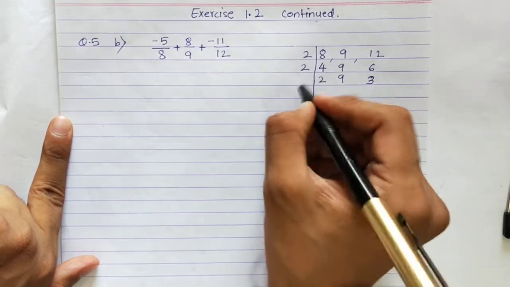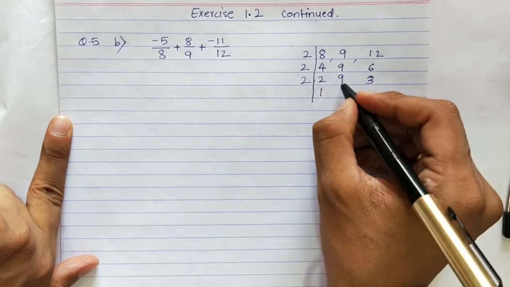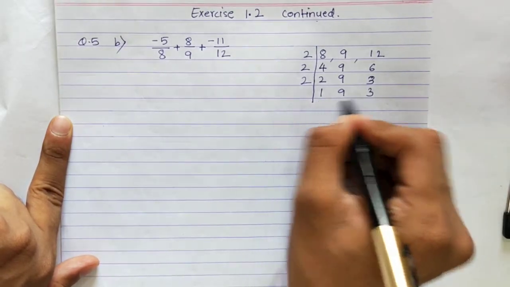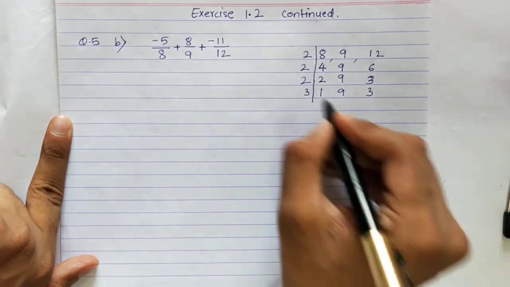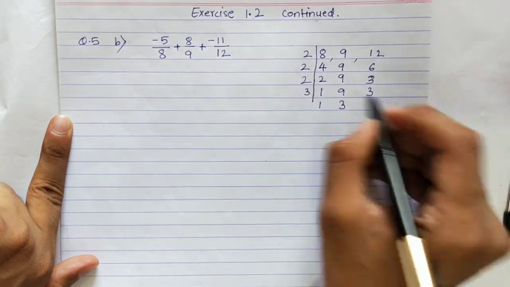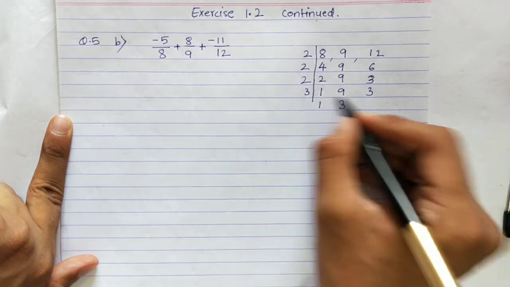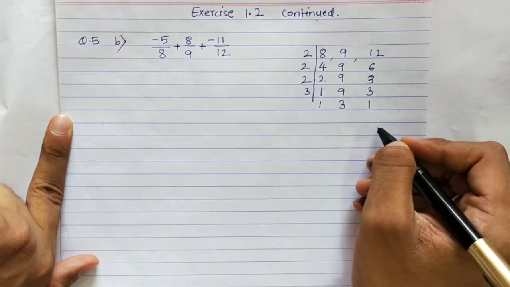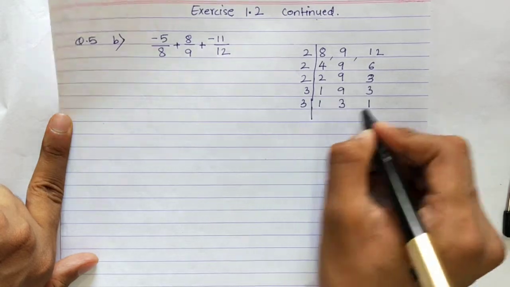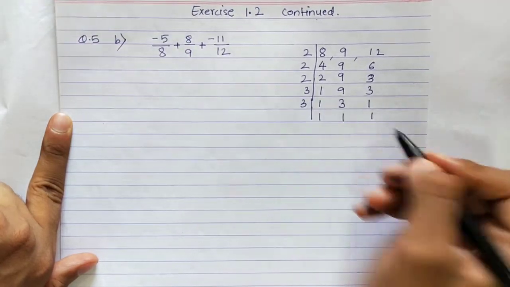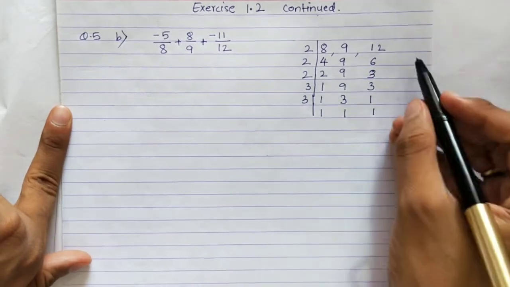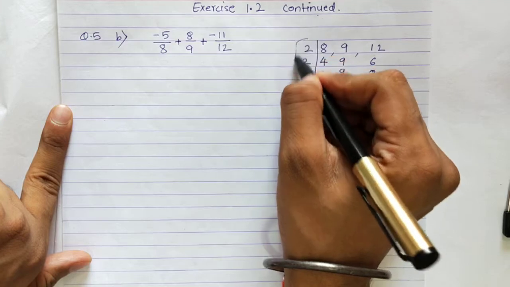Again there is a 2 left here. It is still divisible by 2, so take one more 2. 2 ones are 2, 9 will come as it is, 3 will come. Now these are not divisible by 2, so we'll take 3. 3 3s are 9, divided by 3 is 3, and 3 1s are 3. Again it is divisible by 3, so 3, this 1 will come as it is, and 3 1s are 3. You have to keep doing it till you get 1 in the end.